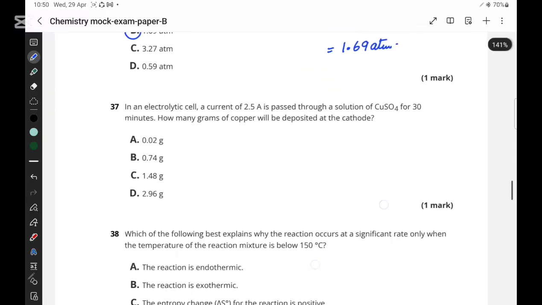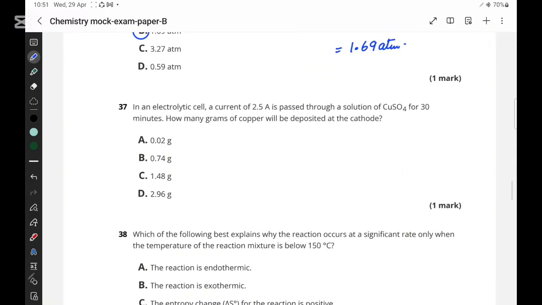For the next question, they are saying in an electrolytic cell, a current of 2.5 ampere is passed through a solution of copper sulfate for 30 minutes. How many grams of copper will be deposited at the cathode? First, it is going to be a solution of copper sulfate. That means copper sulfate is forming copper 2+ ions plus sulfate ions. So at the cathode, what is going to happen? It is going to gain 2 electrons, and that would be forming copper solid.